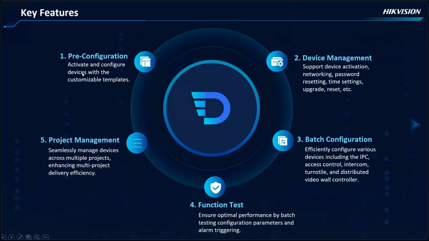Pre-configuration is mainly designed for the scenario before the engineer goes to site, before the engineer has access to the actual devices. You can create some pre-configuration templates in your system to include all the basic settings. After the device is installed, powered on, and connected to the network, we can then use the software to push the pre-configuration parameters to the devices to finish all the settings.